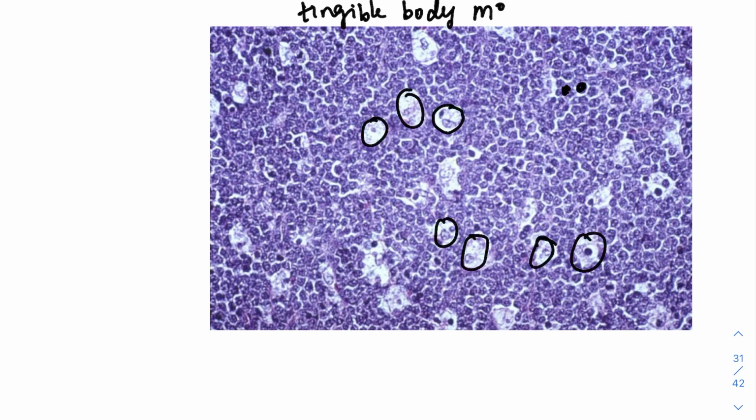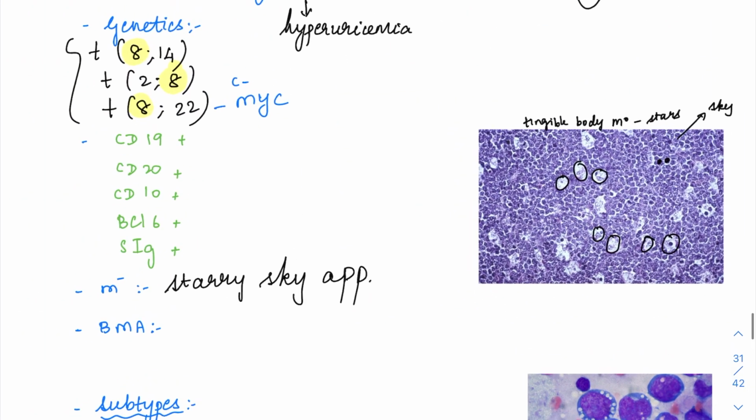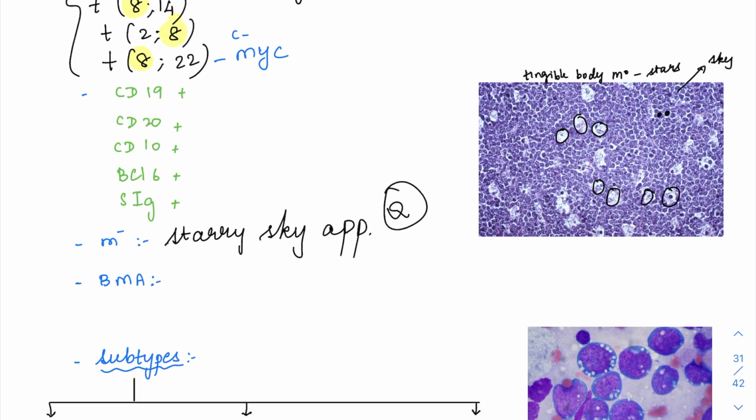So they appear as if they are stars. These tingible body macrophages are the stars, and the background sky is formed by the lymphoma cells. So it is called the starry sky appearance, again classical for Burkitt's lymphoma. And where else in pathology did we see the starry sky appearance?